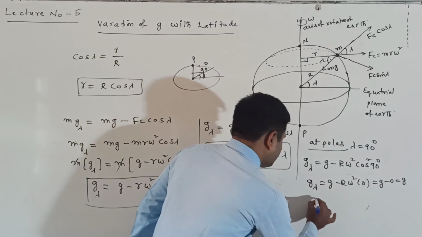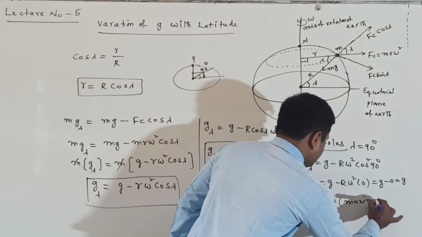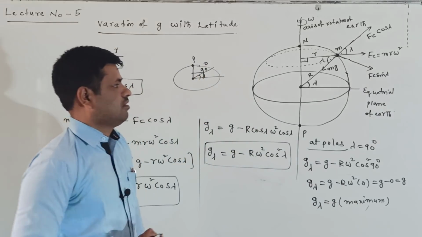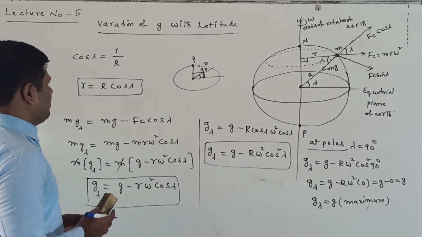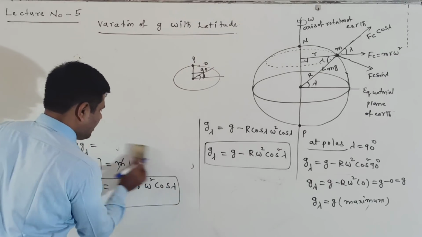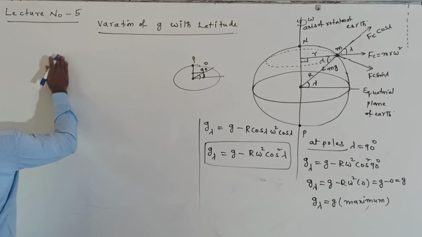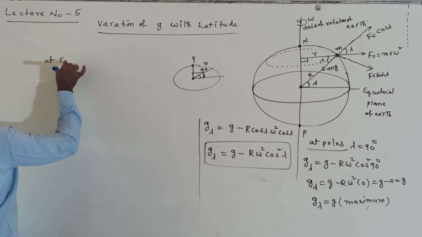Now what are we getting here? g lambda is equal to g. This value becomes maximum. It is maximum at the poles. Right. At the poles is completed. Next I am writing at the equator.